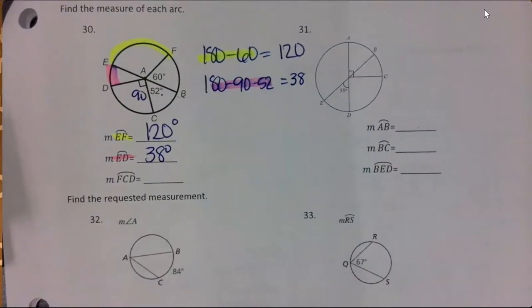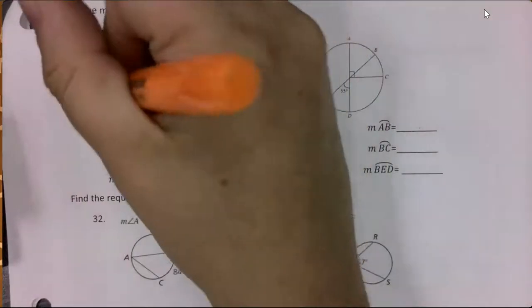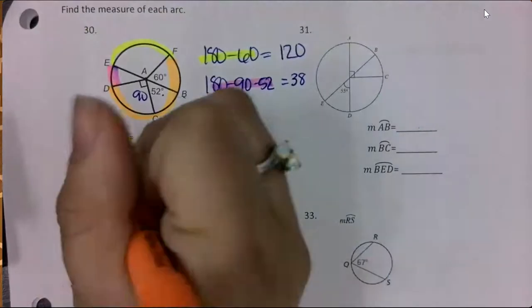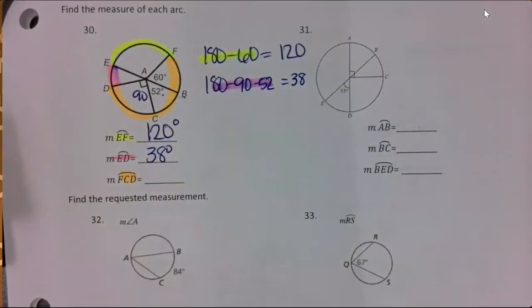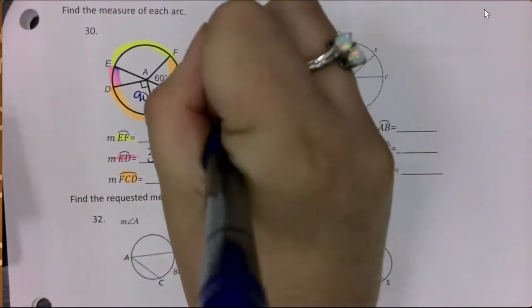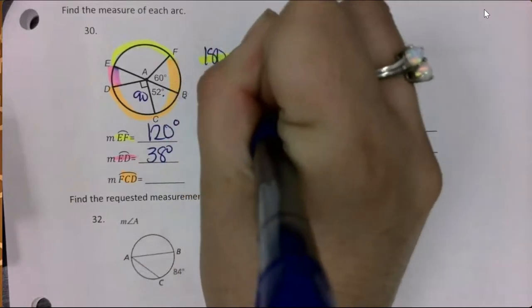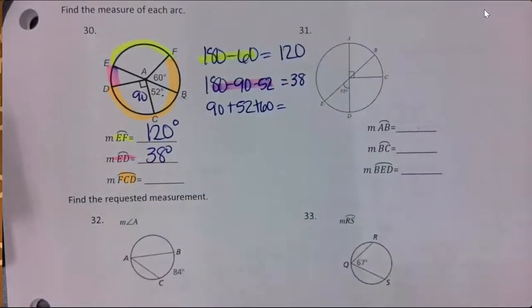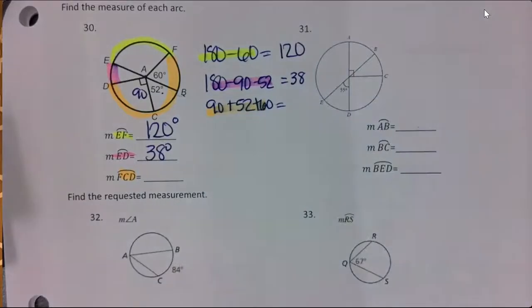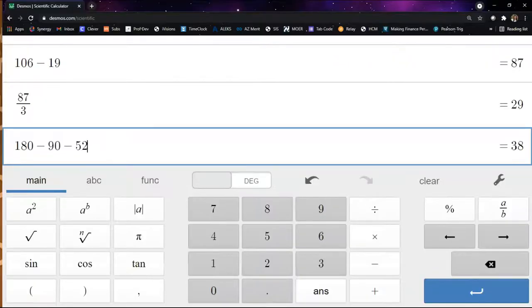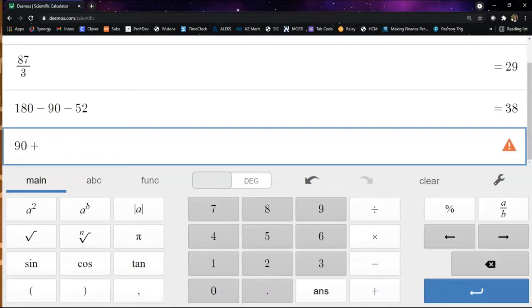And then my final one is FCD. So this part right here. What I can do is add up all 3 of those angles. So I'm going to have 90 plus 52 plus 60. And that should give me that arc length right there. So if I go back to Desmos, I can add those all together, which gets me 202.